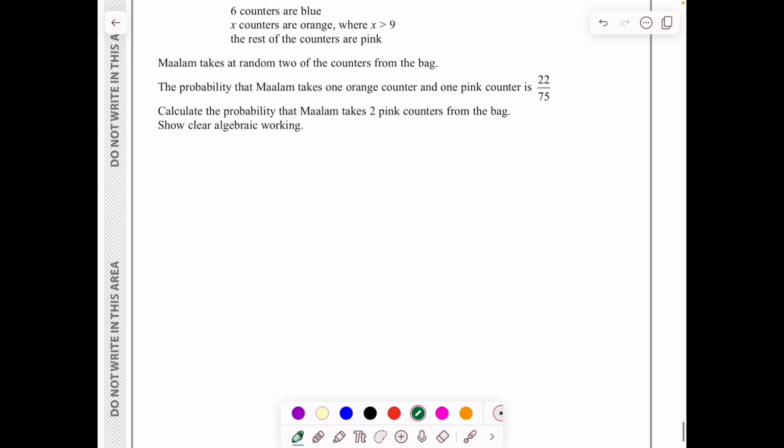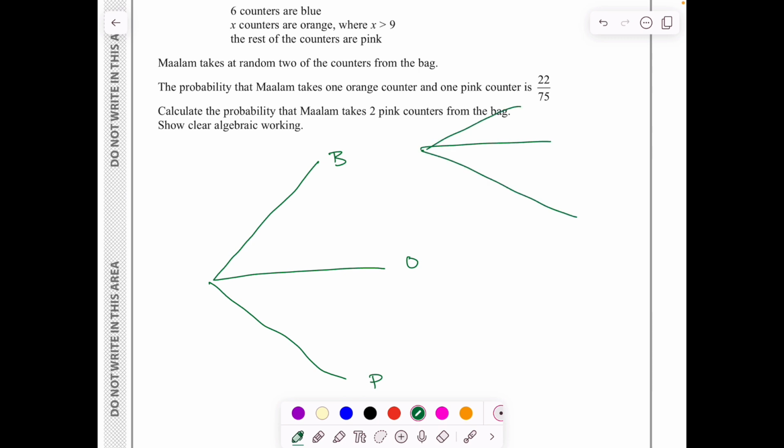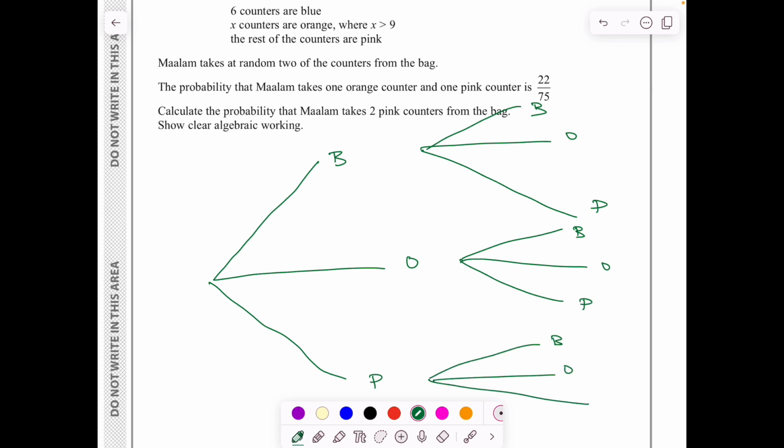Okay, you do not have to draw a tree diagram here. It just might organise your thoughts. And so I did end up drawing one to organise my thoughts. So we've got our friend picking 2 counters, and there are blue, orange and pink counters. And she picks 2, so we can draw another few branches. As I said, you can do this without drawing this.